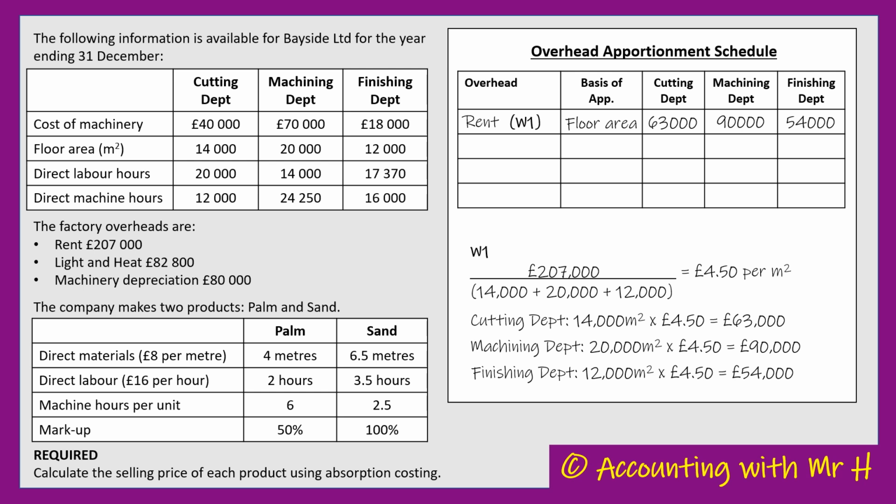So I've now shared out the rent, that £207,000, in a fair way using the floor area. You can always do a quick double check, like is so often the case in accounting. If you add up the 63,000, the 90,000 and the 54,000, it should take you back to the 207,000, the total rent.